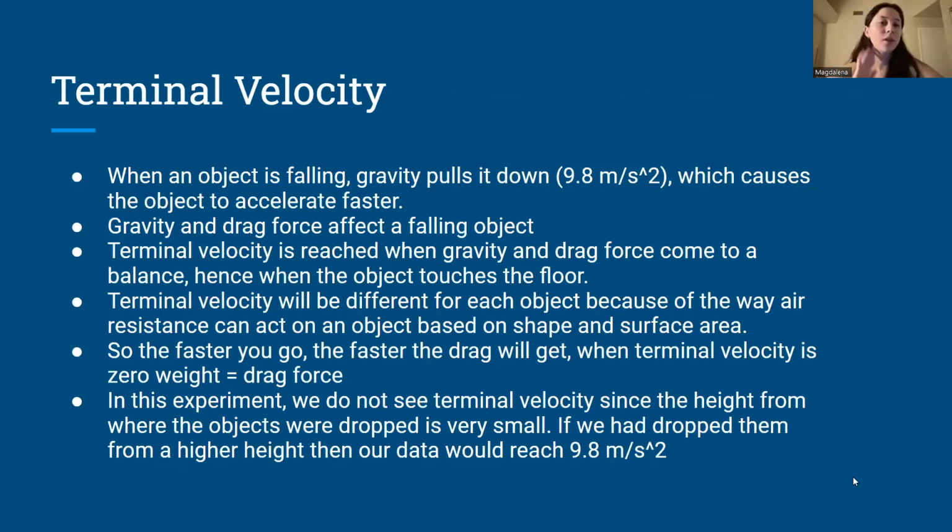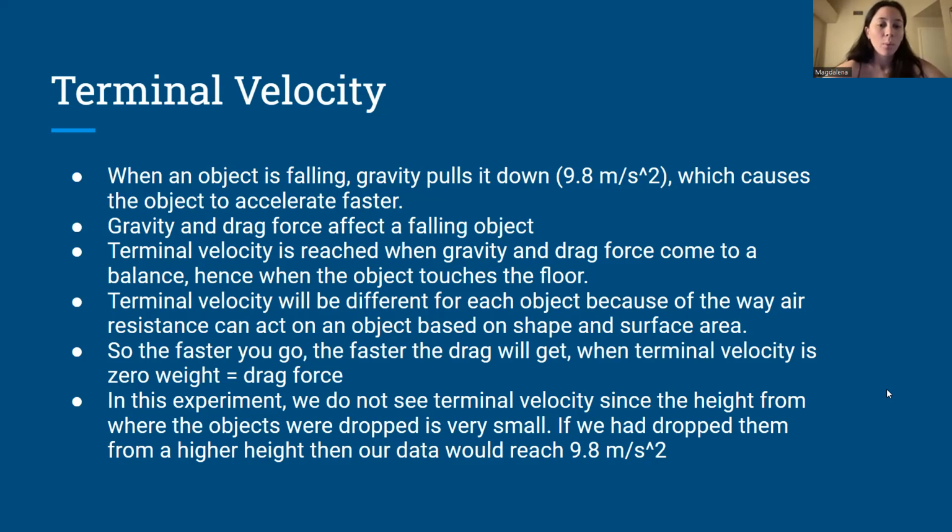Okay, so the terminal velocity. When an object is falling, gravity pulls it down at about 9.8 meters per second squared, which causes the object to accelerate faster. Gravity and drag force affect a falling object. The terminal velocity is reached when gravity and drag force come to a balance, hence when the object touches the floor. Terminal velocity will be different for each object because of the way air resistance can act on an object based on shape and surface area. So the faster you go, the greater the drag will get. When acceleration is 0, gravity will equal the drag force.